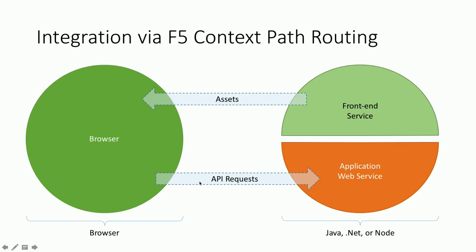You don't have the CORS issue. What the F5 context path routing does is that it tells the browser that both of these are coming from the same domain. Even though behind the scenes they're not on the same process, from the browser's perspective, they're coming from the same origin. So that is the most attractive feature about this.